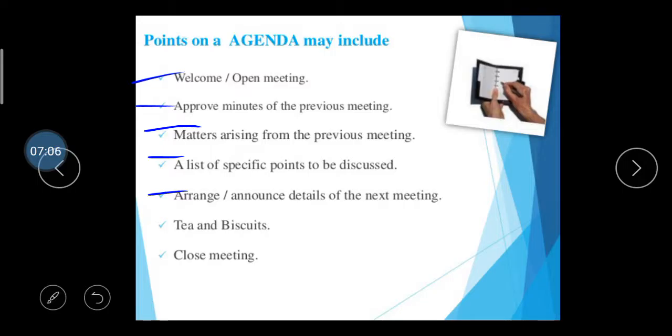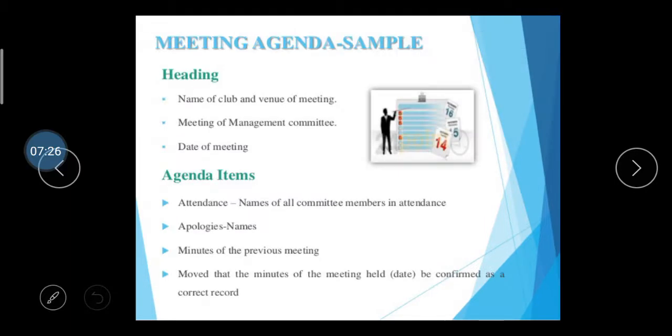Then after, some snacks are given. For example, if your meeting is arranged in the afternoon, some companies provide lunch, and some companies provide snacks. Then after, the closing of the meeting is held by the secretary or the chairperson.